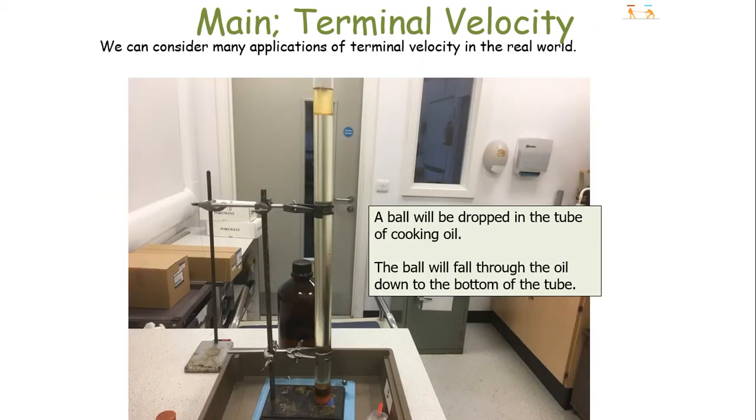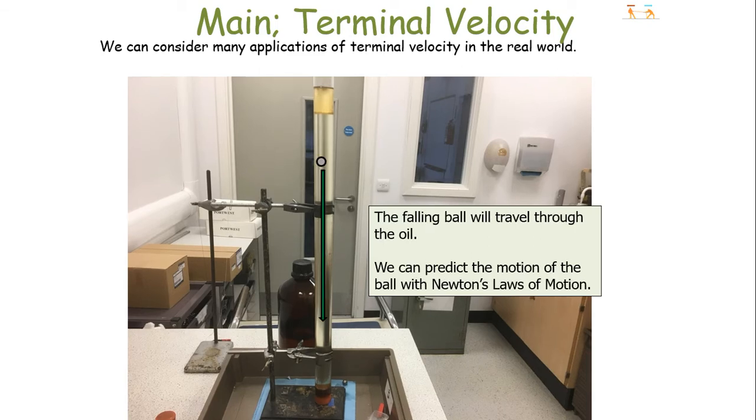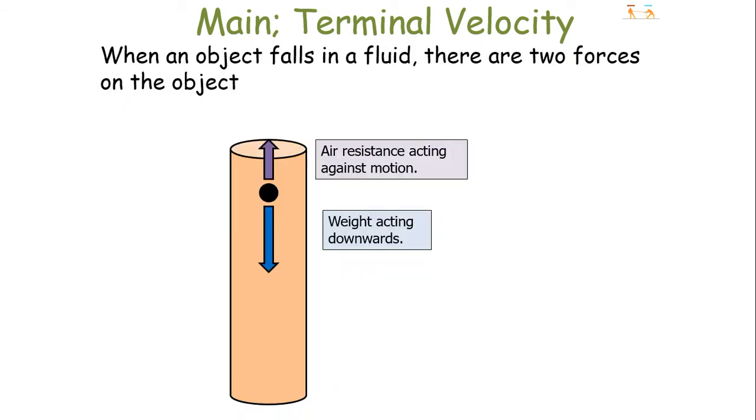Now, we can consider many applications of terminal velocity in the real world. An example of this is a ball being dropped in cooking oil. The ball will fall through the oil to the bottom of the tube. We can predict the motion of the ball with Newton's laws of motion. Because cooking oil is a liquid, it's a fluid, so we can just follow the same steps that we had before.